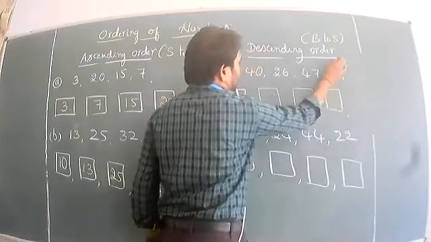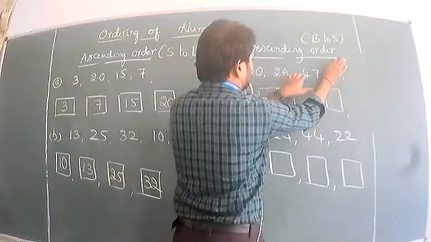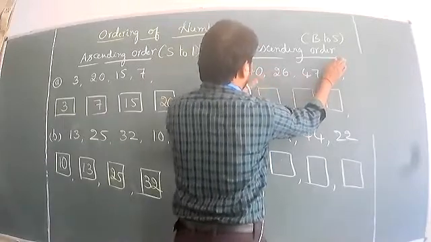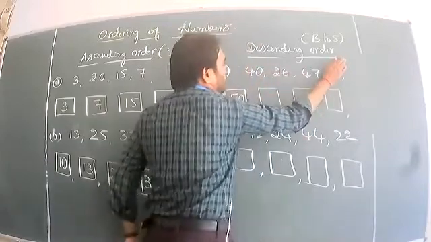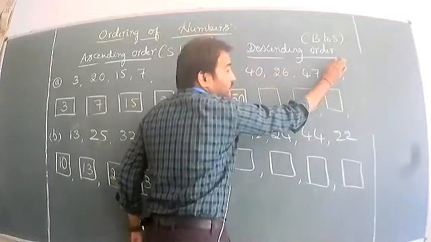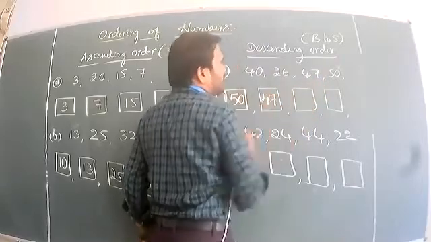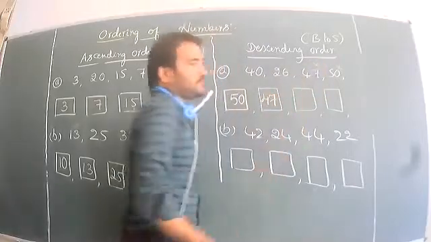Now the remaining three numbers. Which one is greater? 40, 26, 47. Both the values are the same. Now compare the second digit, here 0, here 7. Which one is greater? 7 is the greater. So now 47 is greater. 47. Now it has to be closed.